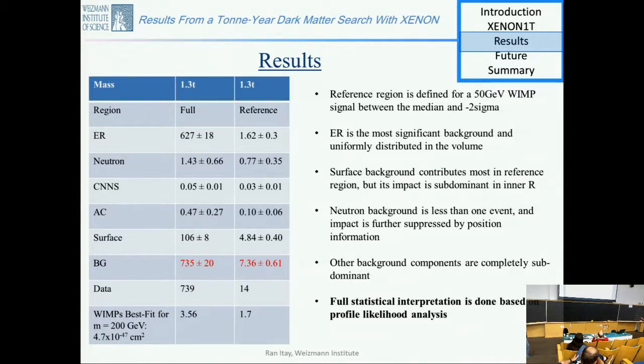What we are doing is that we let the profile likelihood give us the best fit for signal events. As you can see here, for example, background expectation was 7.36, real data was 14. But this is 14, not the one you are using. You are using the other column, right? Yeah. Here we can see 735 background expectation, 739 data, completely compatible. And still, we get a best fit for a WIMP, which is 3.56 events. Even here, we expected 7 events, we saw 14, but the best fit was 1.7 events. And this is the reason why we don't do these counting experiments anymore. Because for example, maybe I can draw this on the board.